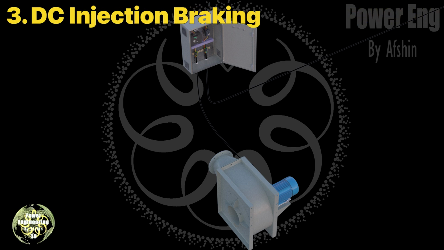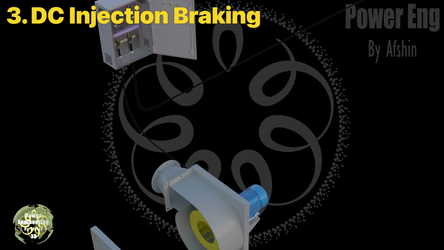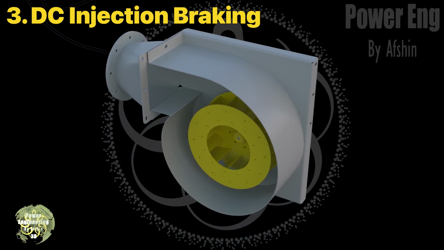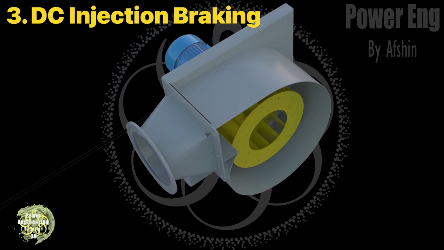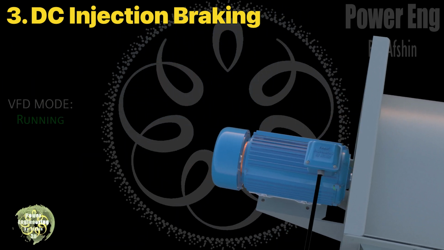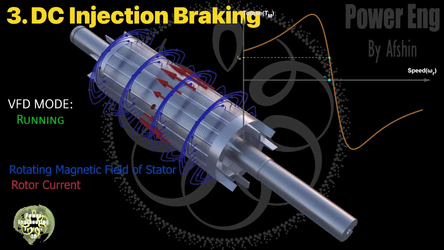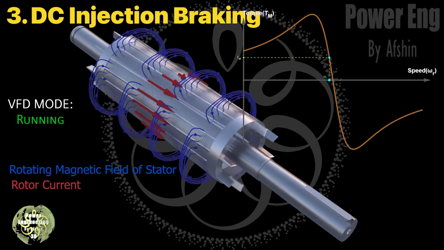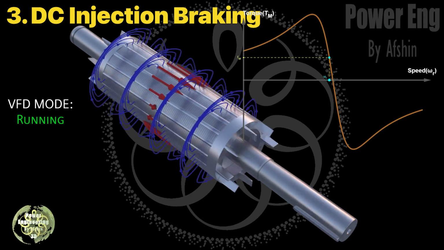Third method. DC injection brake. This braking method is suitable for loads with low or medium inertia, such as centrifugal fans, conveyors, and similar systems. In this method, after the stop command, the VFD applies a controlled DC voltage to the stator. The VFD must control the stator current. It's important to note that an induction motor always generates torque to bring the rotor close to synchronous speed. The principle of DC injection braking relies on this behavior.